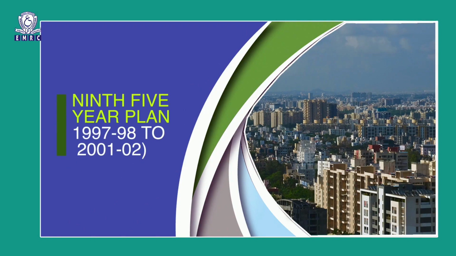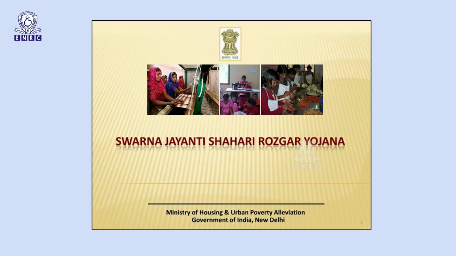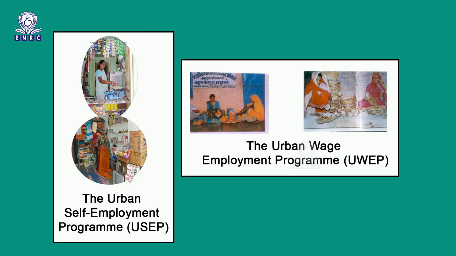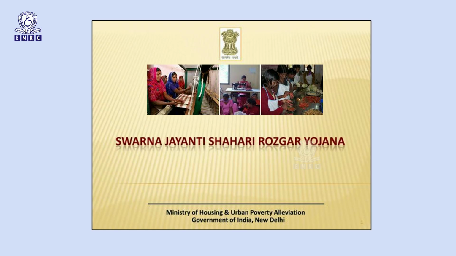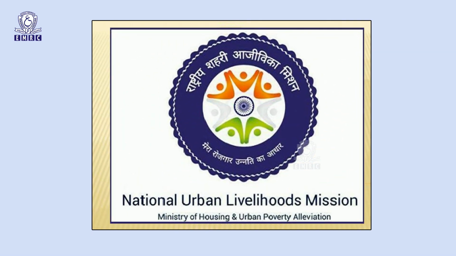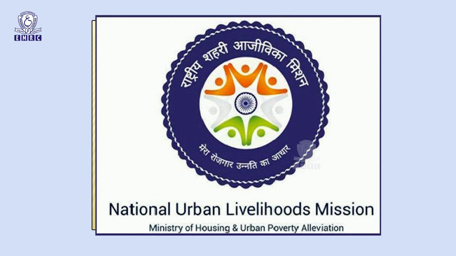The 9th Plan, 1997-98 to 2001-02, focused on decentralization and financial autonomy of urban local bodies. A program called Swarna Jayanti Sahari Rozgar Yojana, SJSRY, was introduced in 1997 with 2 sub-plans: 1. The Urban Self-Employment Program and 2. The Urban Wage Employment Program. They are the Urban Poverty Reduction and Employment programs. In 2013, SJSRY was revamped as the National Urban Livelihood Mission by the central government.